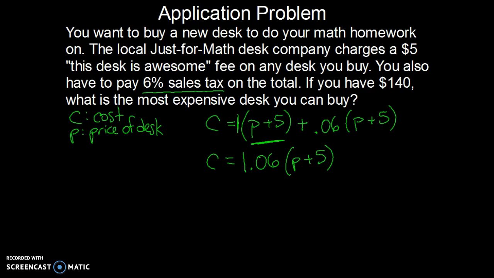So the first thing we have to do in order to do that is divide both sides by 1.06. So C divided by 1.06 is going to equal P plus 5. And then we also have to go ahead and subtract that 5 from both sides. And I'm just going to also kind of flip-flop things here. So P, the price we can pay, is going to be C divided by 1.06 minus 5.